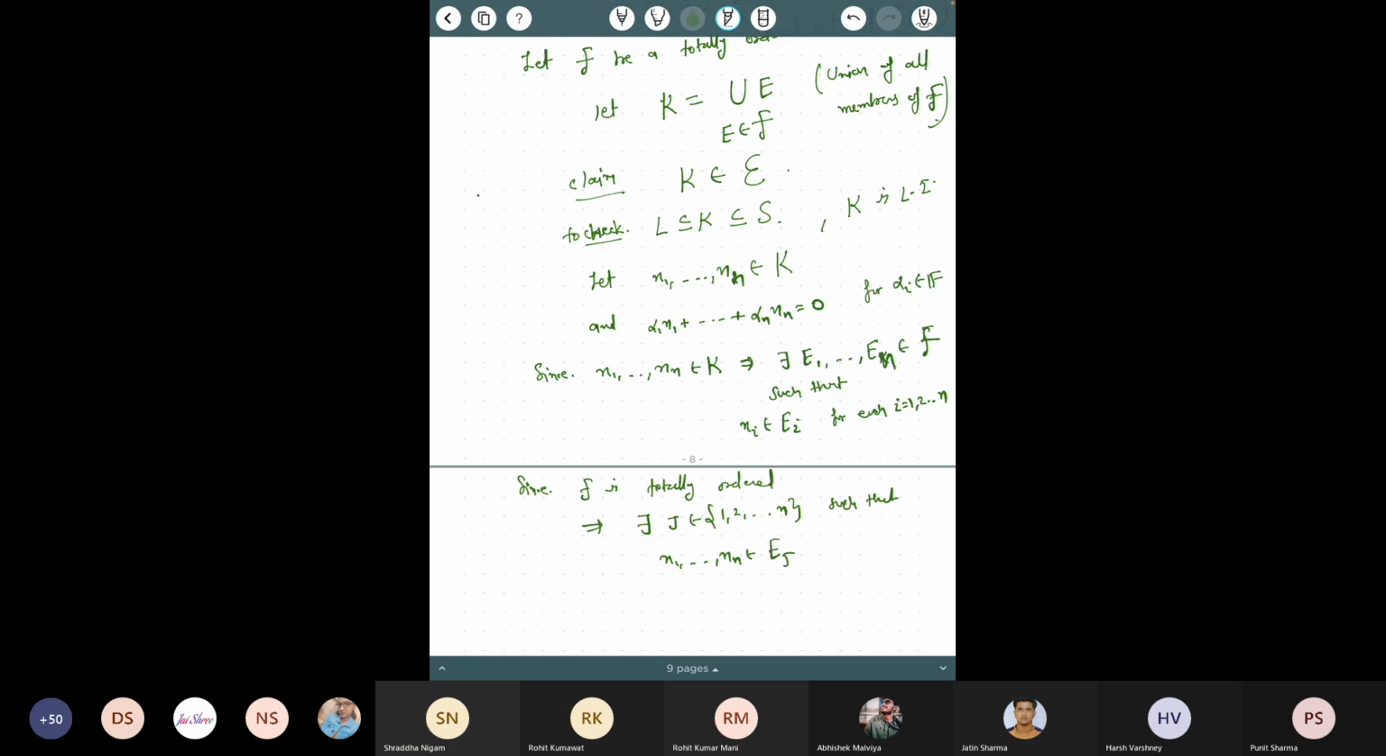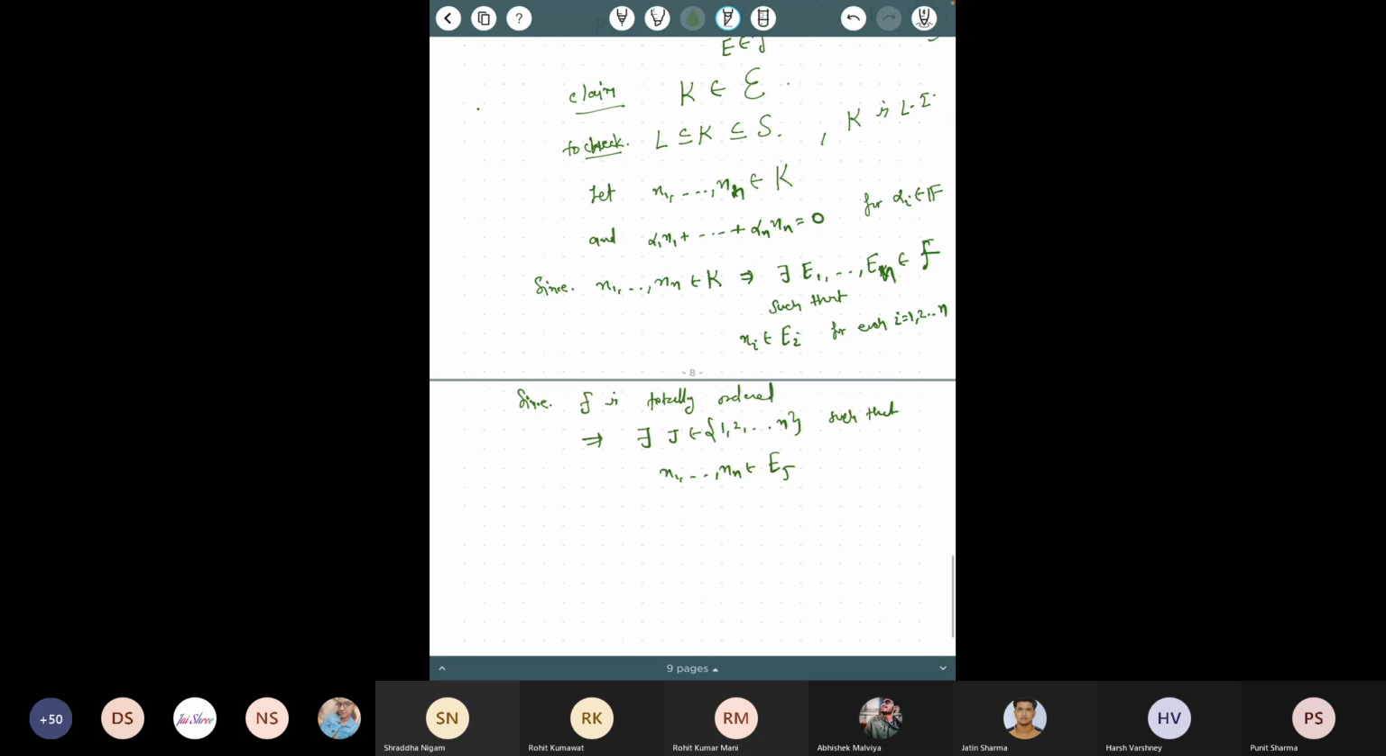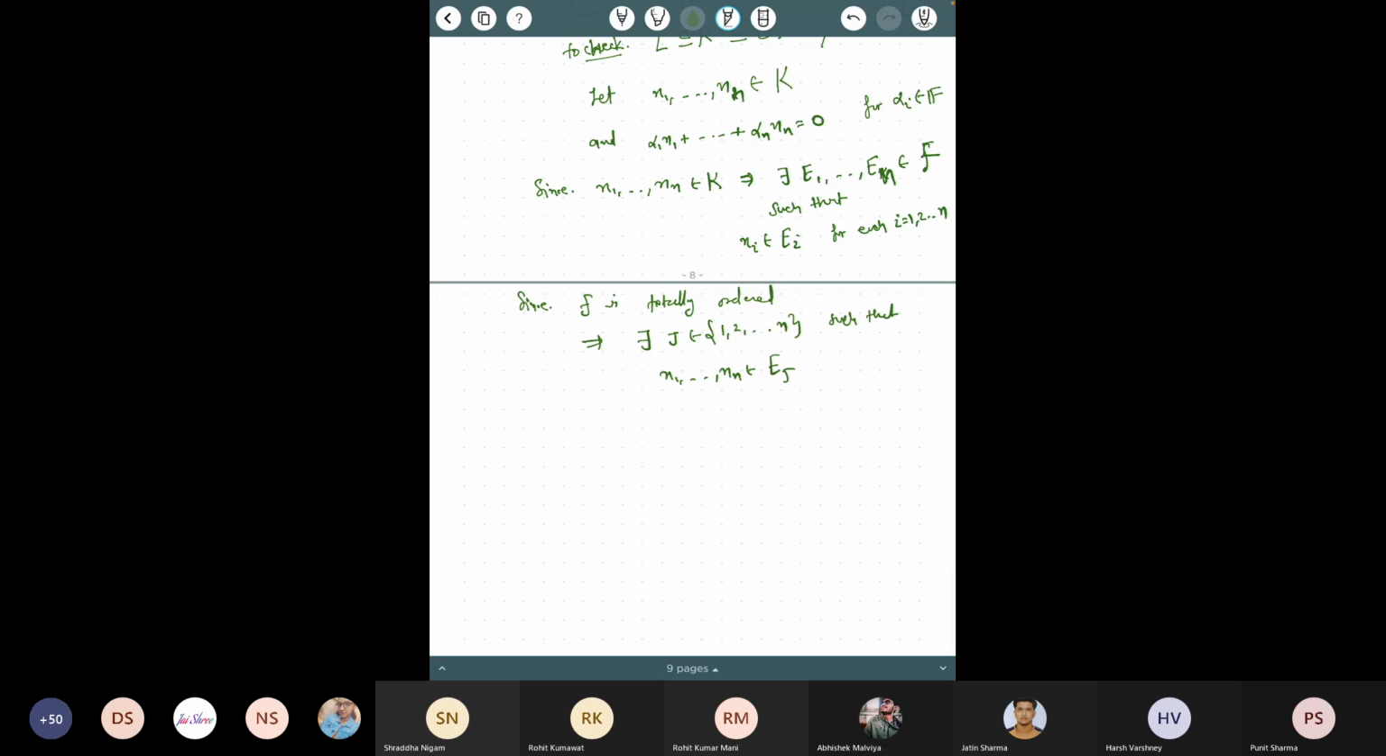So x1 to xn belong to K means these xi's belong to some set of F. I'm calling those, let's say, E1 to En, some sets, right? Now, since F is totally ordered, that means every two elements of F are comparable, and the elements of F are sets. So if I take any two sets in F, then either one set is contained in the other, or the other set is contained in the first one.